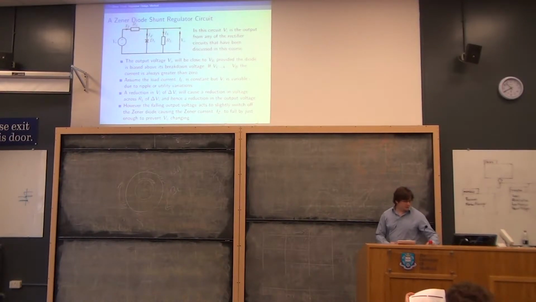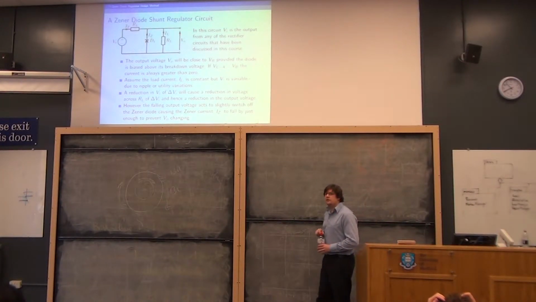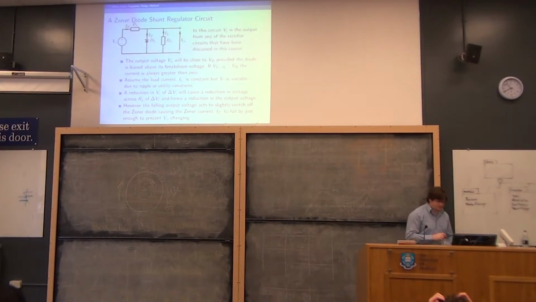And it just so happens that the current through the Zener diode, which is what the y-axis was on that graph, will fall by just the right amount to stop V out changing. It's not by magic, it's a kind of feedback.